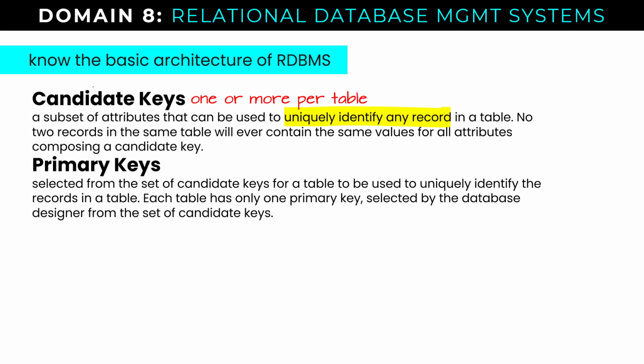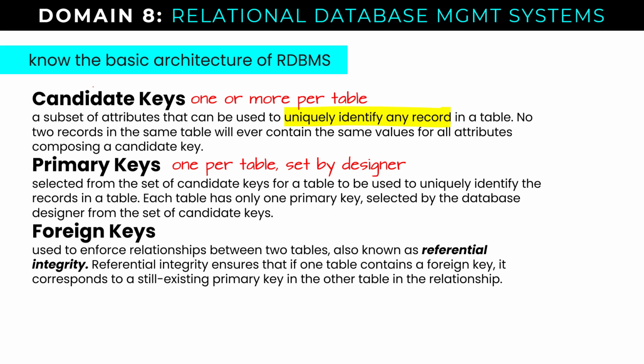Now the primary key is selected from the set of candidate keys. There's only one of these per table. It's set by the designer, so it's chosen at design time. And then there are foreign keys. I'll need to show you just a quick example of this.